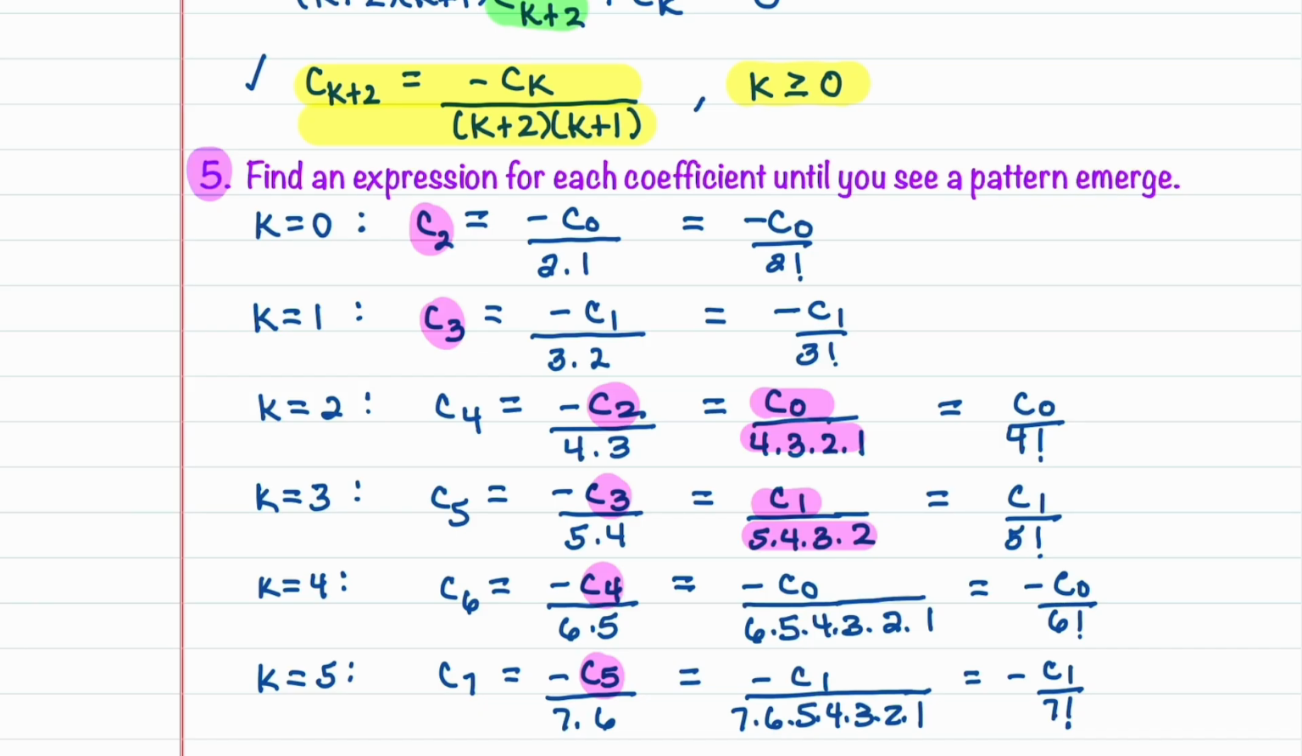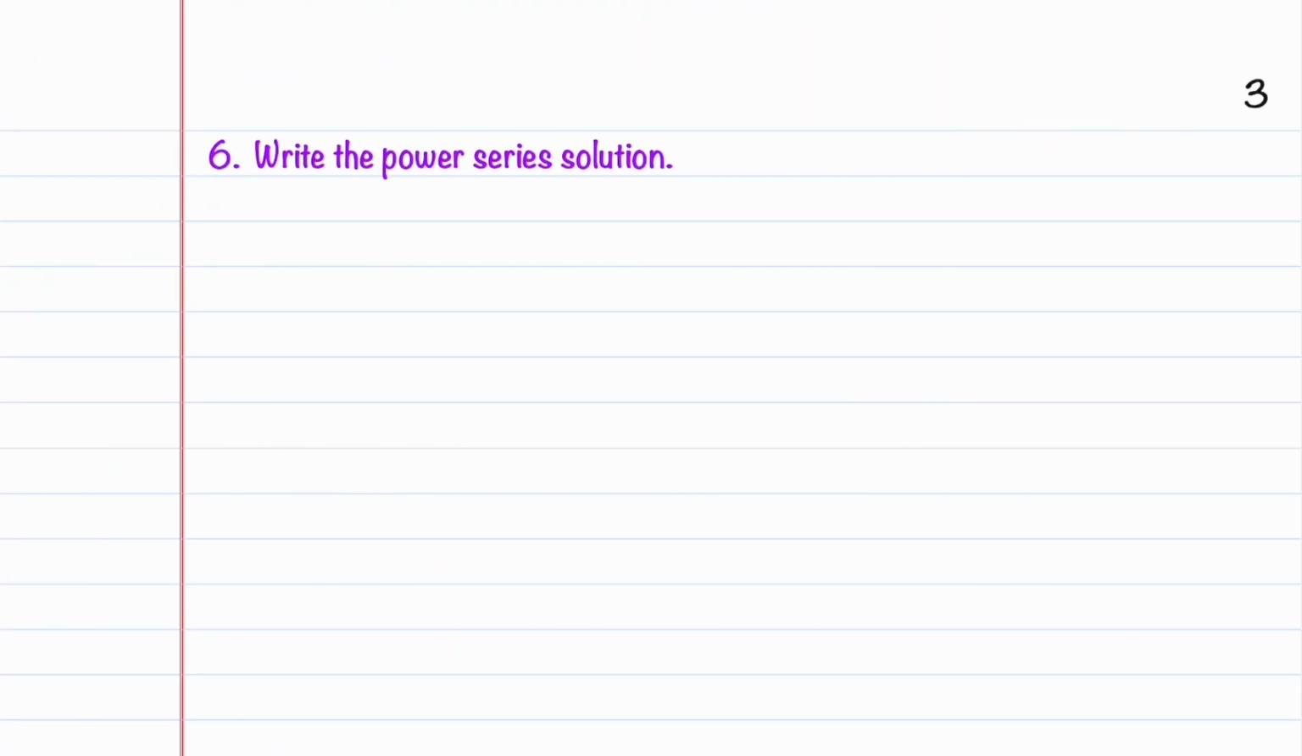Notice that when k is even, the constant is written in terms of C0, and the sign alternates. And when k is odd, the coefficients depend on C1, and those signs also alternate. Let's now look at step 6.